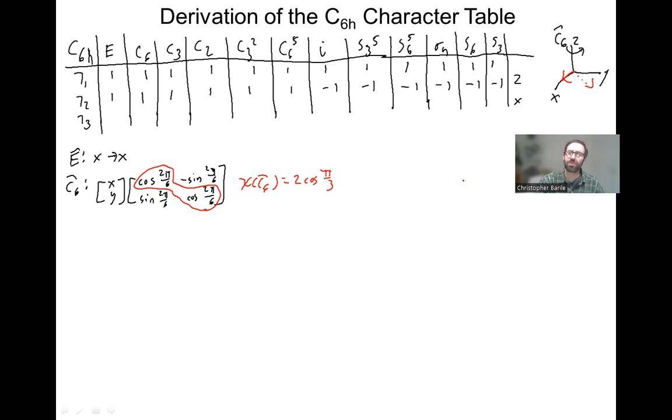So pi over 3 is what? Pi over 3 is 180 degrees divided by 3, so it's a 60 degree rotation. The cosine of that, if you think about your unit circle, is 1/2. And so that gives you 2 times 1/2, which gets you 2. So your character here is actually going to be equal to 2.